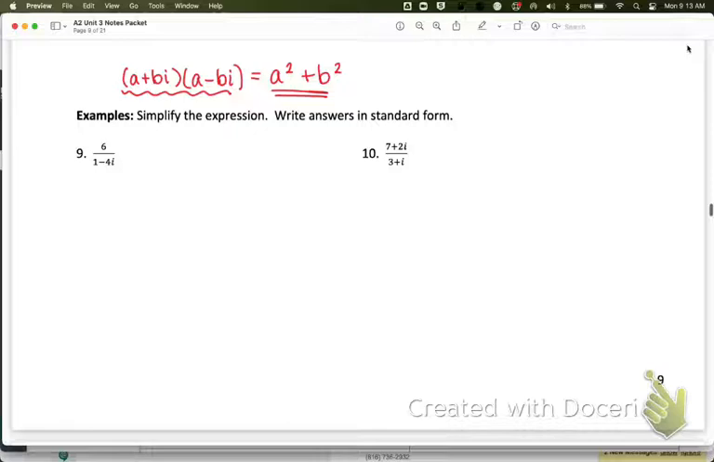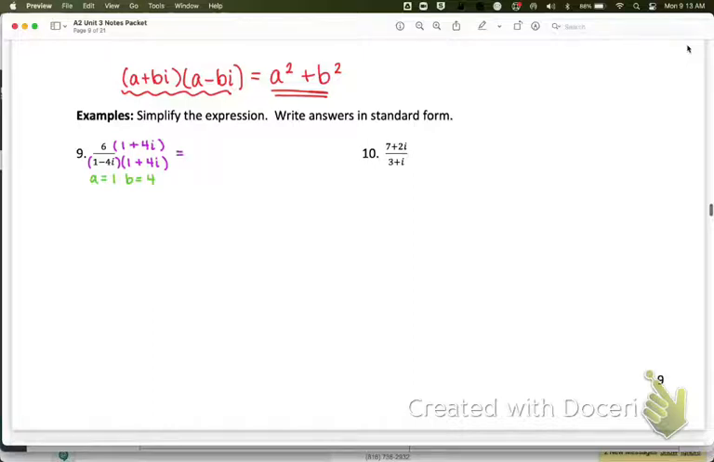So on number 9, we have 6 over 1 minus 4i. So the conjugate of 1 minus 4i is going to be 1 plus 4i. Notice the 1 and the 4 don't change. It's just the sign in the middle. Okay? Now, when we have this complex number, 1 minus 4i and 1 plus 4i, the values of a and b are 1 and 4. That's it. That's all we care about. The i, we don't worry about. We just want the values of a and b.